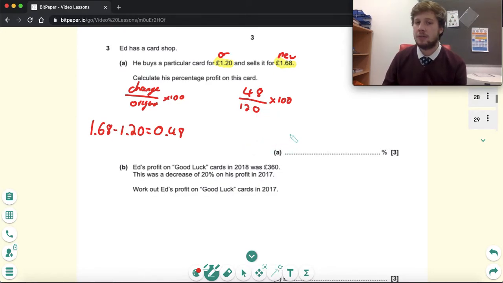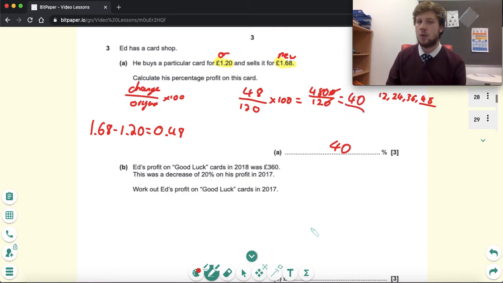How many 12s are in 48? Well, it goes 12, 24, 36, 48. There's 4 lots of them, so my percentage would be 40%. That's how I would do it. Otherwise, what you could do is multiply by 100 to get 4800 over 120. When you do that division, you get 480 divided by 12, which again gives you 40, which is your answer.